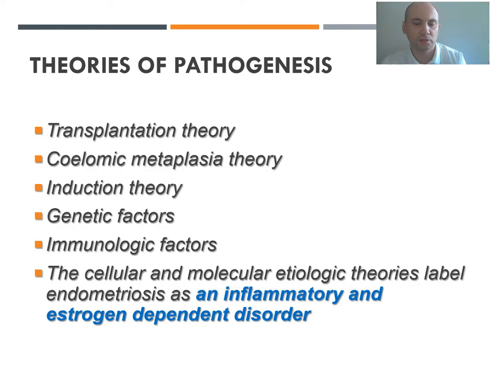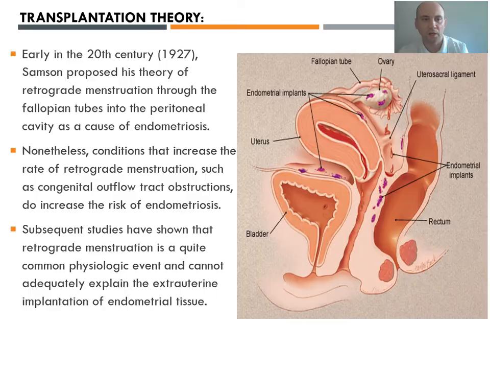Theories of pathogenesis of endometriosis: transplantation theory, coelomic metaplasia theory, induction theory, some genetic factors, and immunological factors. The cellular and molecular etiologic theories label endometriosis as an inflammatory and estrogen-dependent disorder. Early in the 20th century, Sampson proposed his theory of retrograde menstruation through the fallopian tubes into the peritoneal cavity as the cause of endometriosis.